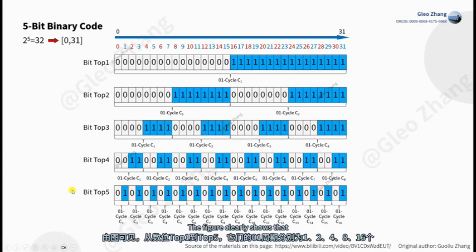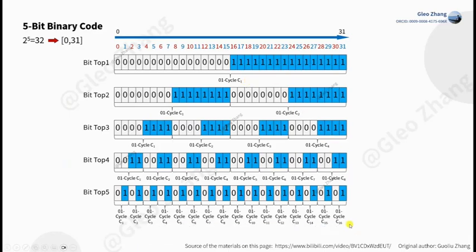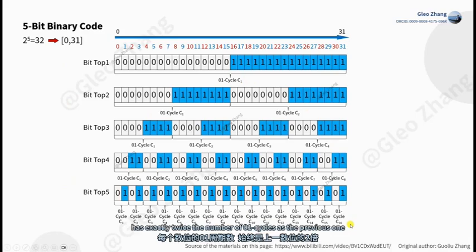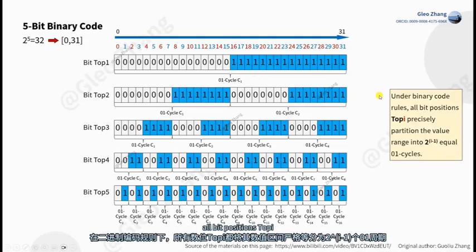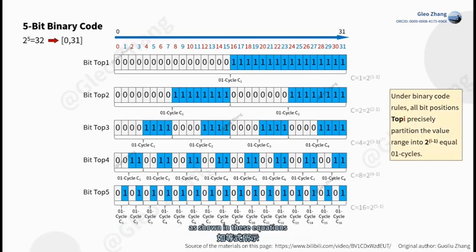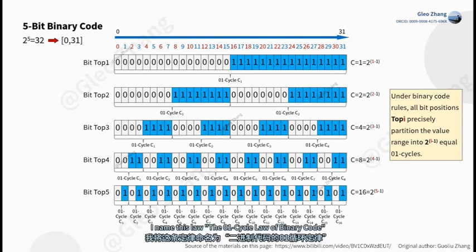The figure clearly shows that from bit top 1 to top 5, the counts of the 0-1 circles are precisely 1, 2, 4, 8, and 16. Each subsequent bit position has exactly twice the number of 0-1 circles as the previous one. Therefore, we can summarize the following law. Under binary code rules, all bit positions top I precisely partition the value range into exactly 2 to the power of I-1 equal 0-1 circles, as shown in these equations. I name this law the 0-1 circle law of binary code.